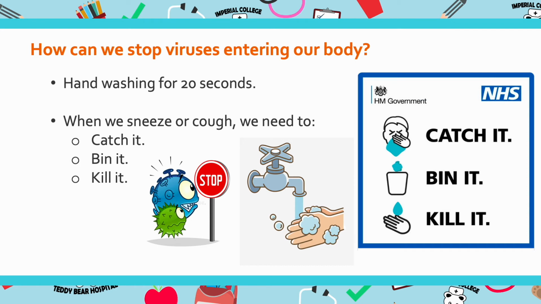So if we sneeze or cough, we need to catch it. So catch it in a tissue. So when we sneeze and cough, we make sure we put a tissue over our nose and mouth, so we catch the virus. We then bin the tissue, so we're binning the virus, and then we kill it by washing our hands for 20 seconds with hot water and soap. So I'm just going to go over catch it, bin it, kill it. That's a really key way of how we stop viruses entering our body, so we remain healthy.